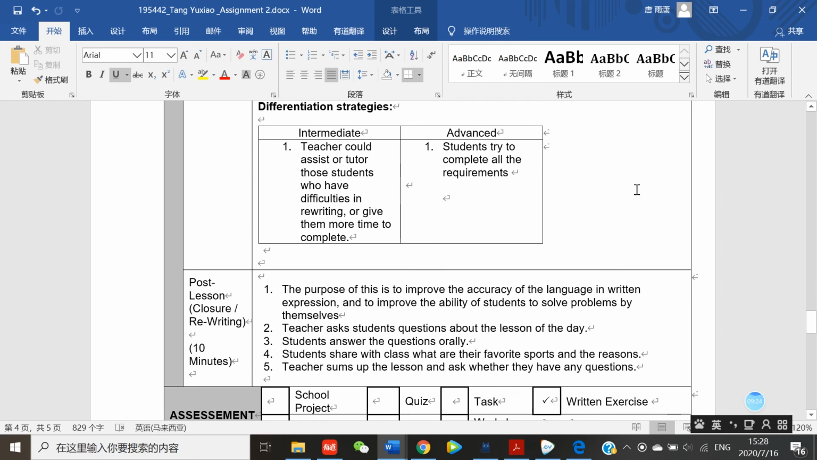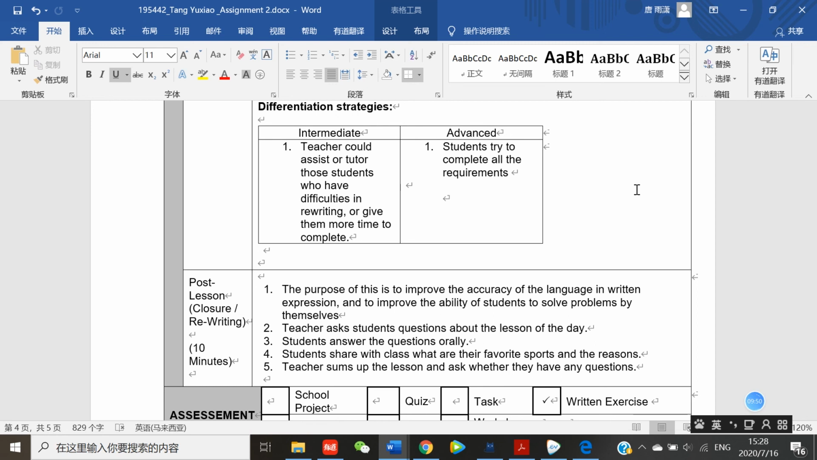Here comes the post-lesson stage, and it takes about 10 minutes. The purpose of this is to improve the accuracy of the language in written expression and to improve the ability of students to solve problems by themselves. So this is the aim of the class.